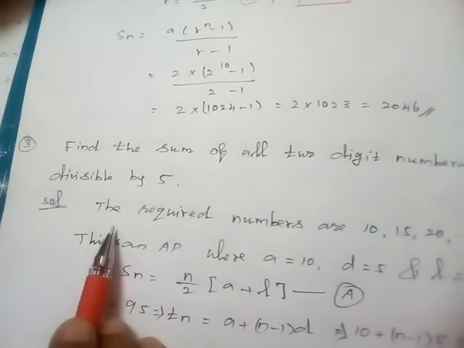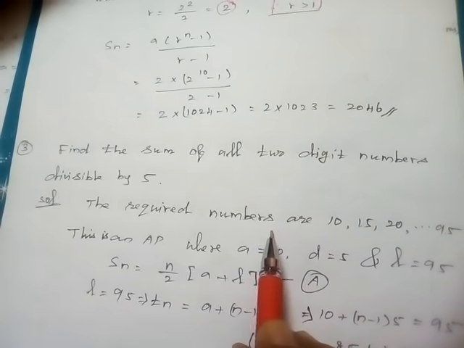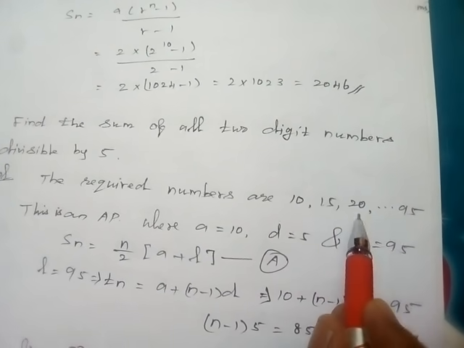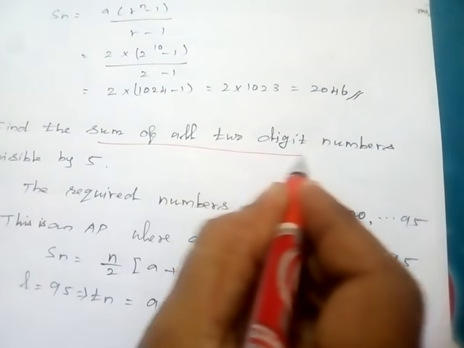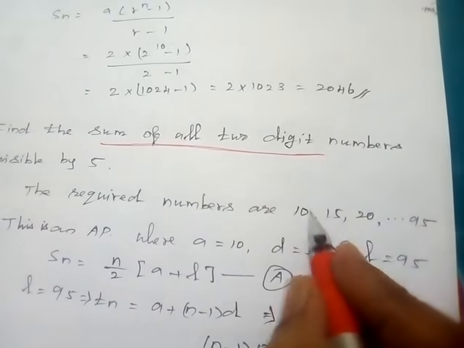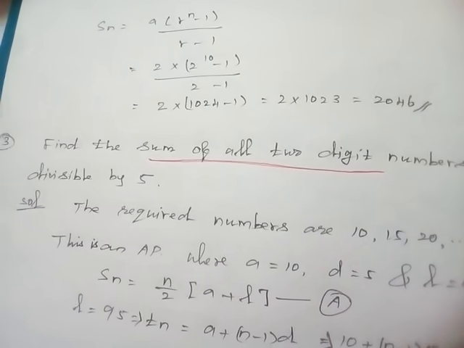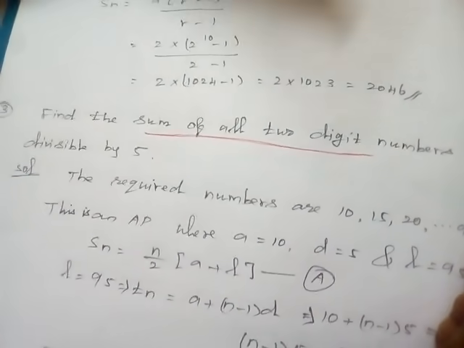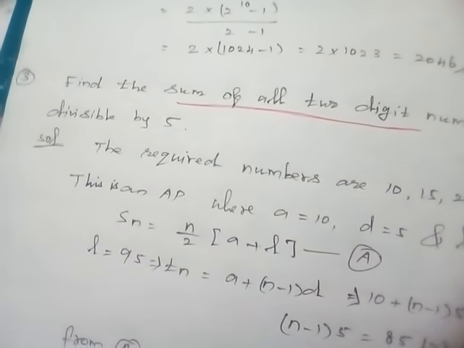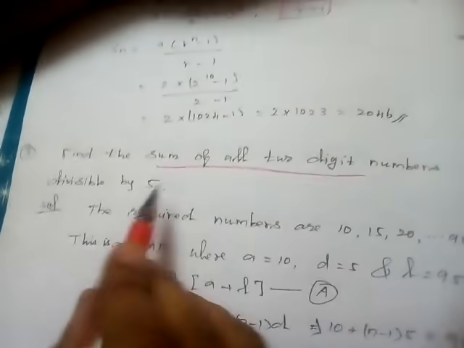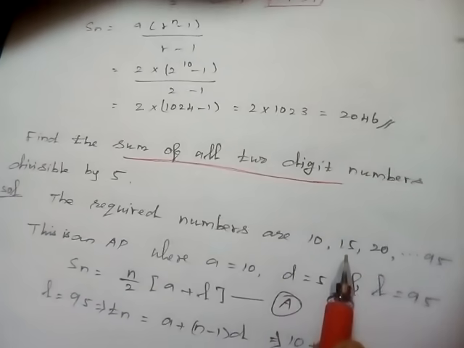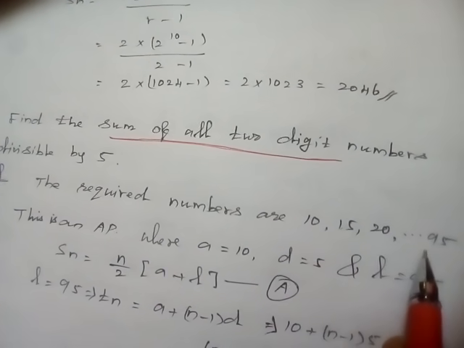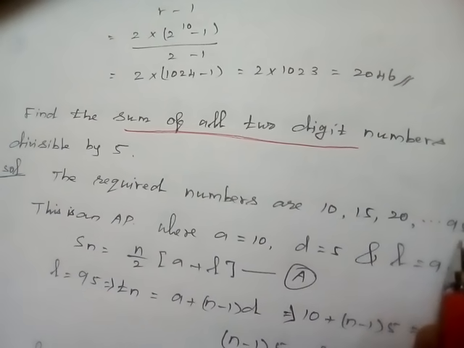Now we are going to solve this problem. First, the required numbers are 10, 15, 20, 25, because we need the sum of all 2-digit numbers, starting with 10 and ending with 99. Among these, the numbers divisible by 5 are 10, 15, 20, 25, etc., up to 95. These are the possible numbers.